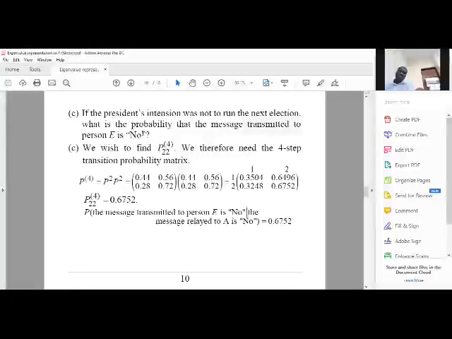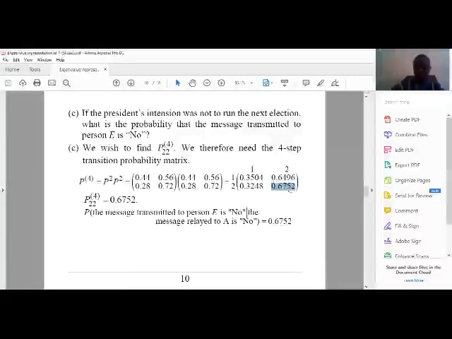It's 4 transitions. So you need to find a 4-step transition probability matrix. So you raise the transition probability matrix to the power 4, and that gives us the 4-step transition probability matrix. And we want no to no. If the president said no, what's the probability that the fourth person will still be no? No to no, that will be this value.